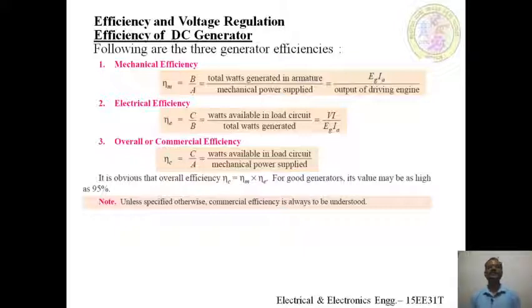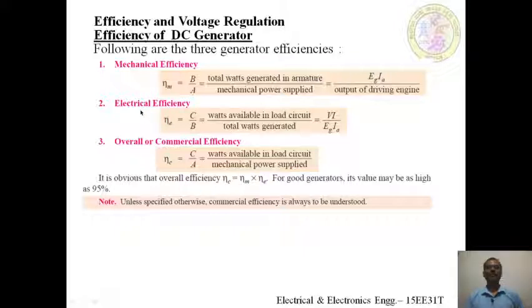The three efficiencies we generally use are: number one, mechanical efficiency, denoted by eta M, that is given by B by A with respect to that power stages diagram. B is the total watts generated in the armature divided by the mechanical power supplied to the armature. The total power developed in the armature is given by Eg Ia, and the mechanical power supplied is the output of the driving engine, that is, the output of the prime mover.